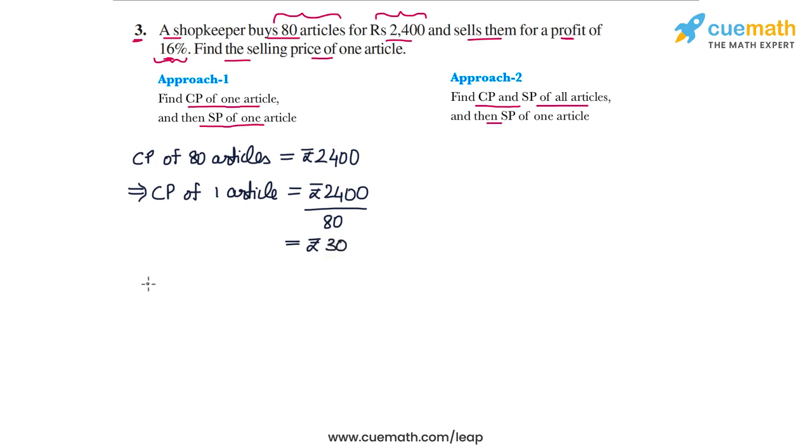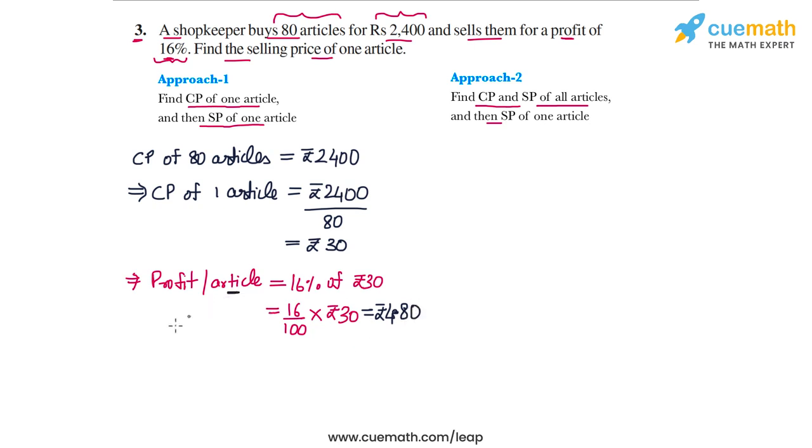Now we're also told that the shopkeeper sells these articles at a profit of 16%. So the profit is 16%. The profit per article is 16% of rupees 30. So let's find this profit now. 16% of rupees 30 is 16 by 100 into rupees 30. 16 into 30 is 480. 480 by 100 is 4.8. So the profit is rupees 4.8, or rupees 4 and 80 paisa, per article.